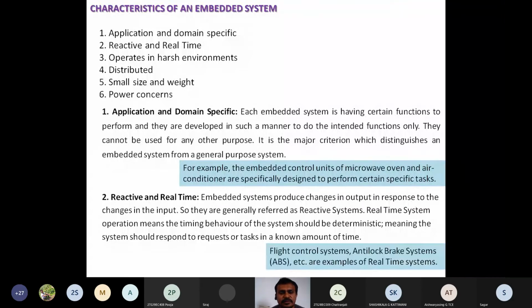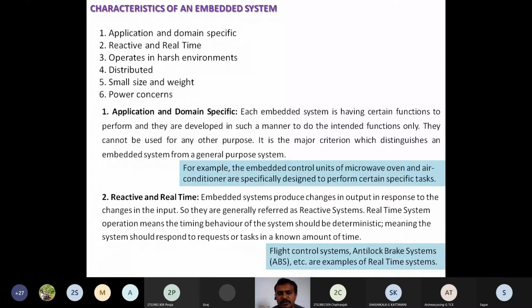Examples of reactive and real-time systems: consider the mobile phone. Whatever the input, with the touch screen which we use nowadays in all mobile phones, once you touch the screen, the respective task will be done within the known time. If there is a delay, we are not going to consider that a real-time embedded system.